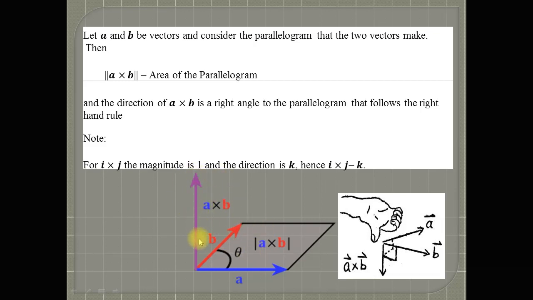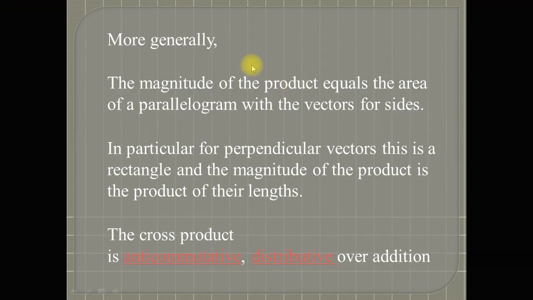This is actually, suppose, A cross B. So this vector is perpendicular to vector A and also perpendicular to vector B. So A cross B is a vector which is perpendicular to both A and B. Now more generally, the magnitude of the product equals the area of a parallelogram with the vectors as sides. In particular, for perpendicular vectors, this is a rectangle and the magnitude of the product is the product of their lengths. The cross product is anti-commutative and distributive over addition.